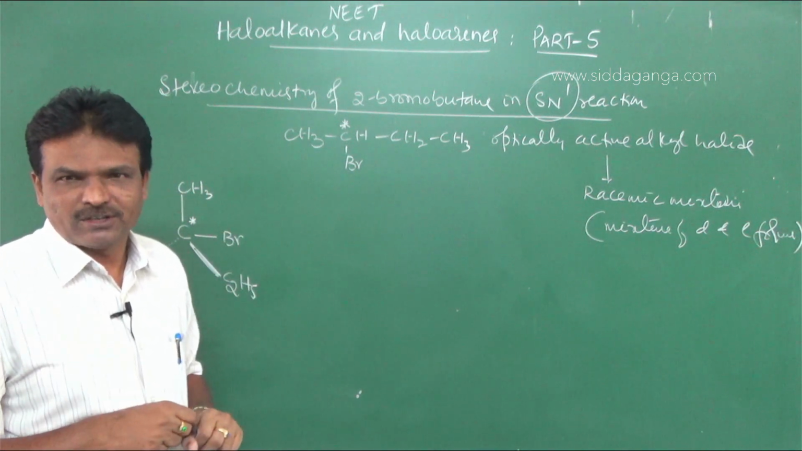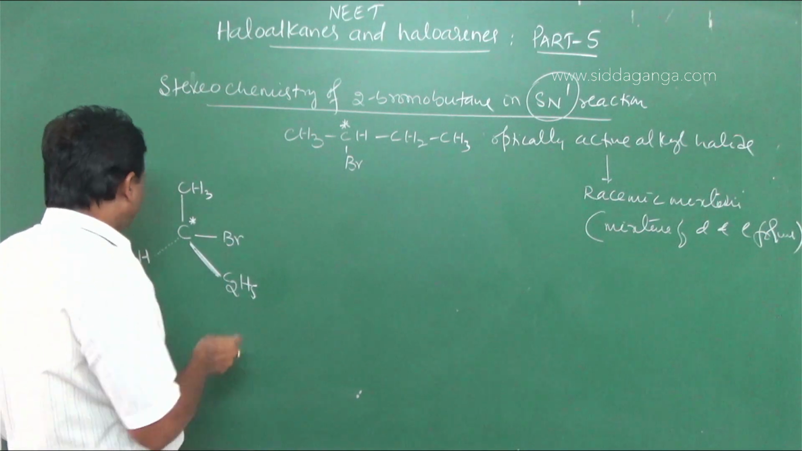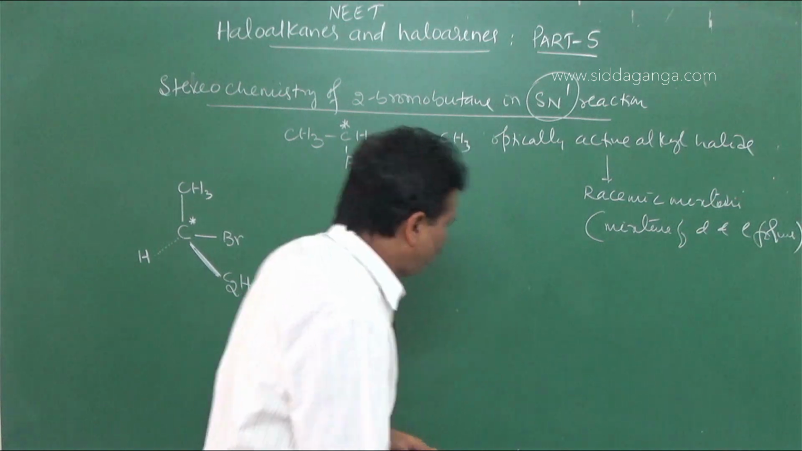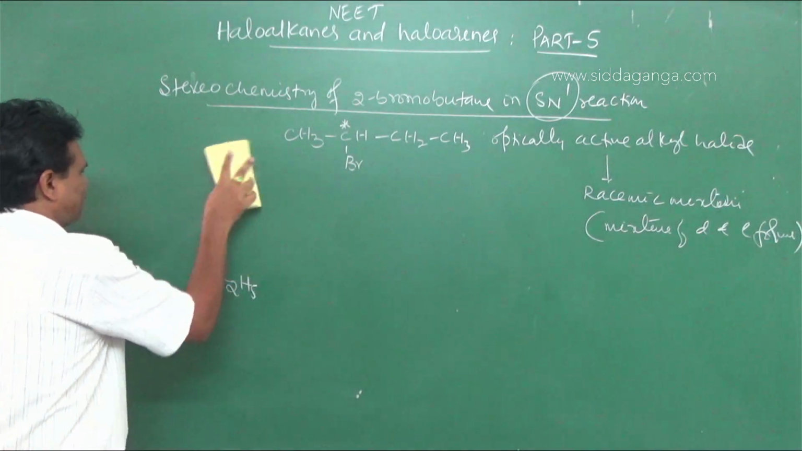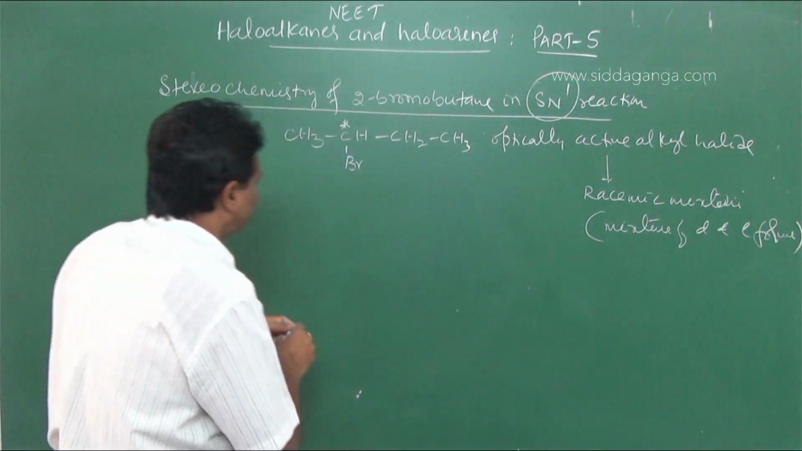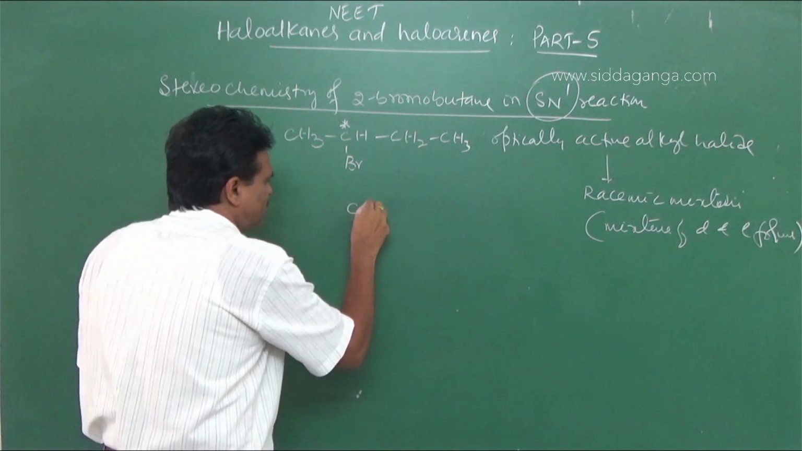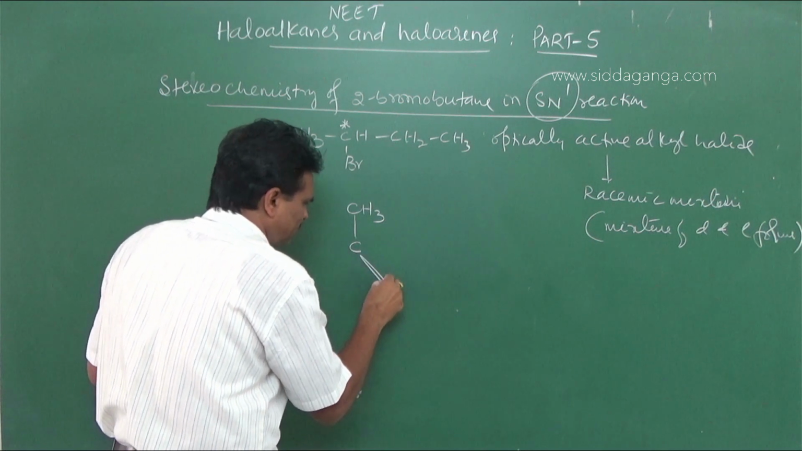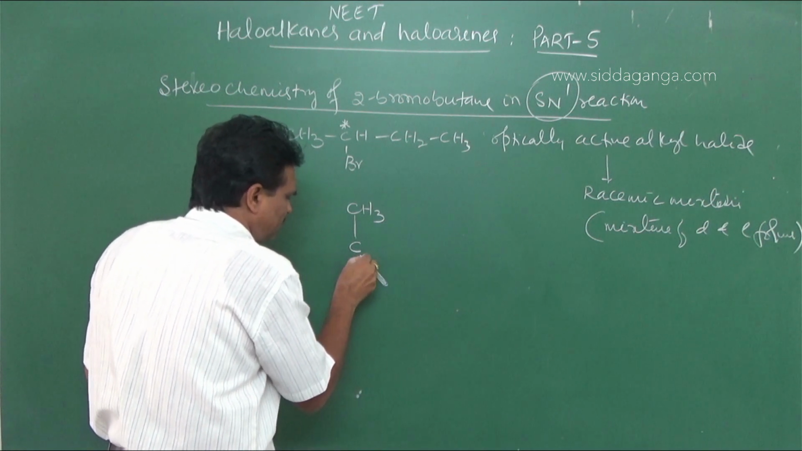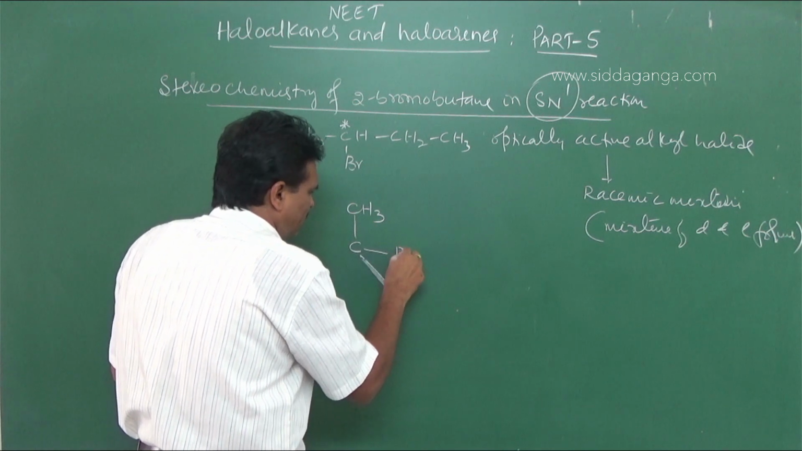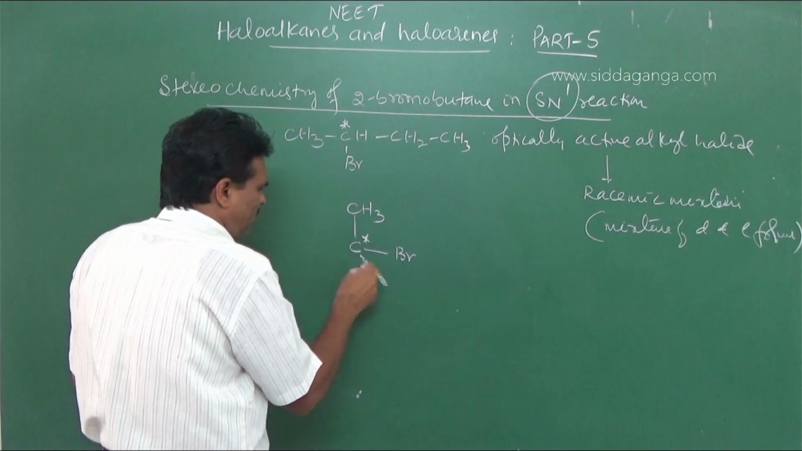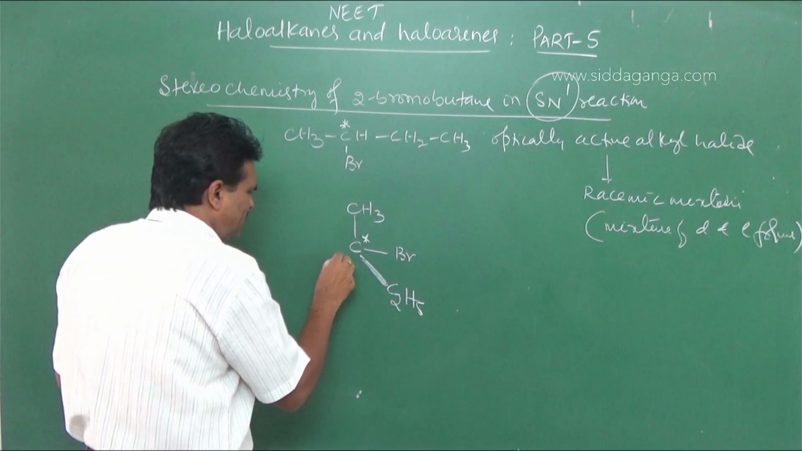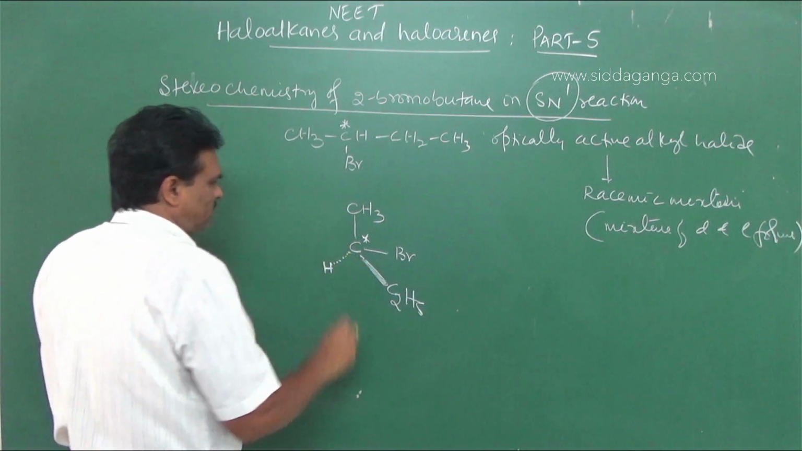Inversion configuration is clear. So suppose the nucleophilic attack can take place, look here: CH3, C, this is Br, this is C2H5, and it is H, hydrogen.